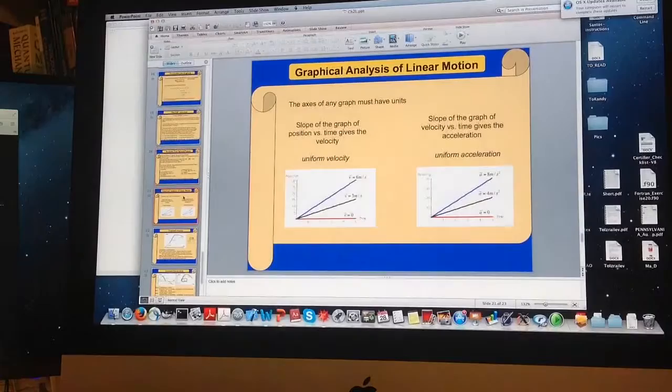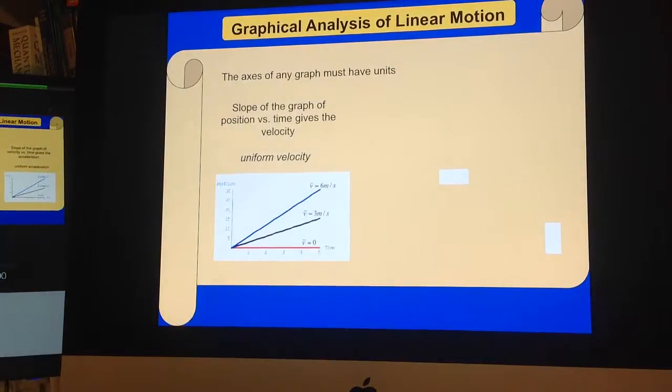Okay, let's talk a little bit about graphs now. Graphical representation of those motions. All right.